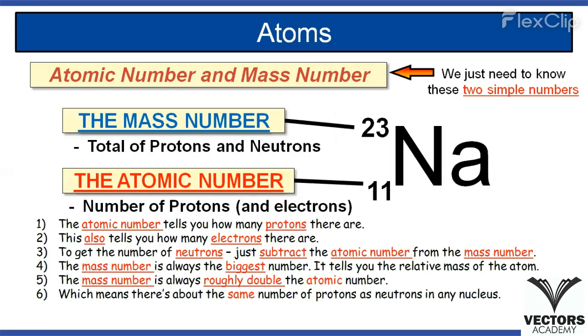Now, what are atomic number and mass number? The mass number is the total number of protons and neutrons, and the atomic number is the number of protons. The atomic number tells you how many protons there are. This also tells you how many electrons there are. To get the number of neutrons, subtract the atomic number from the mass number. The mass number is always the bigger number. The mass number is always roughly double the atomic number, which means there are about the same number of protons as neutrons.